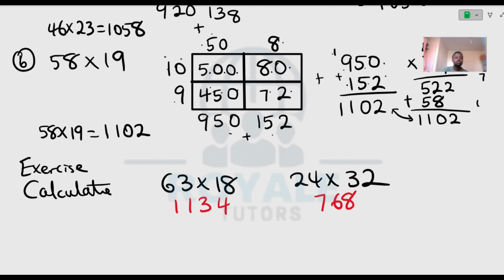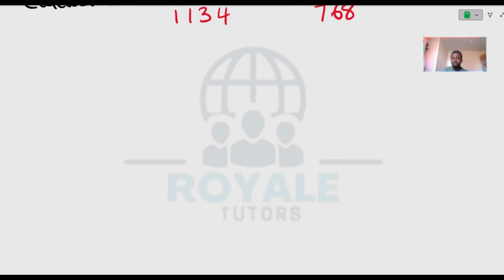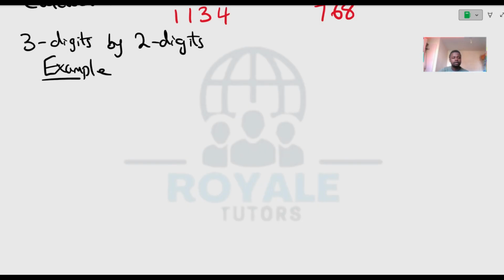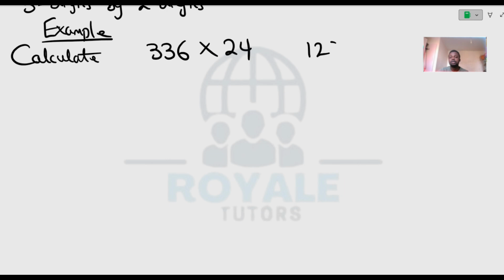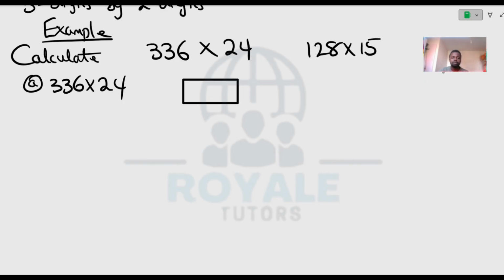All right, so now I'm going to move to 3 digits by 2 digits. So for example, we have to calculate 336 multiplied by 24, and 128 multiplied by 15. So the first one, 336 multiplied by 24, you are going to draw a box just like we did the other time.